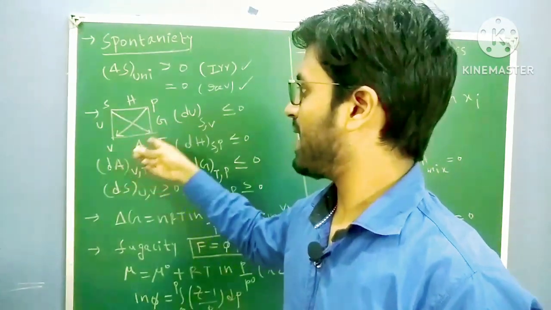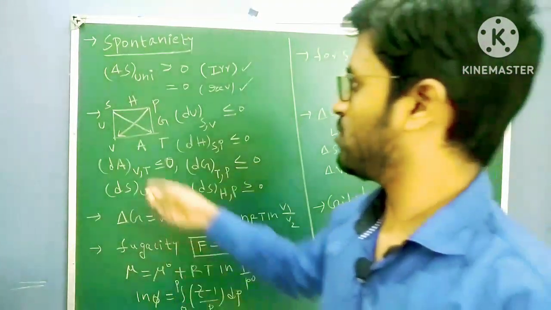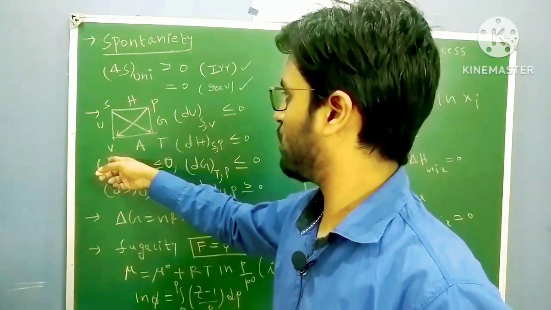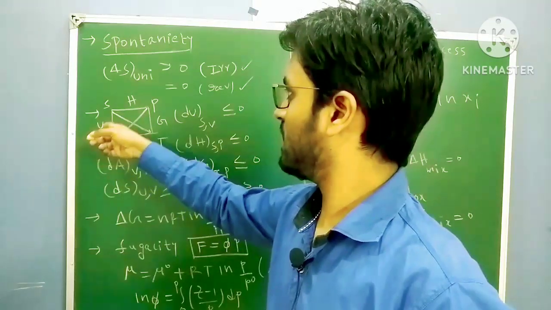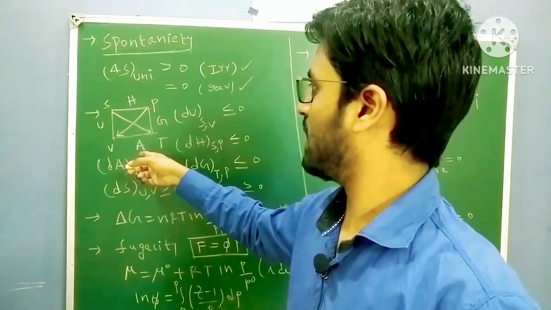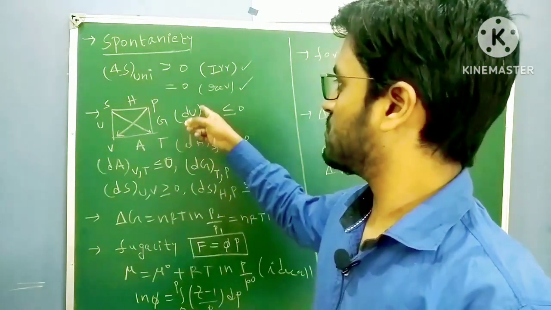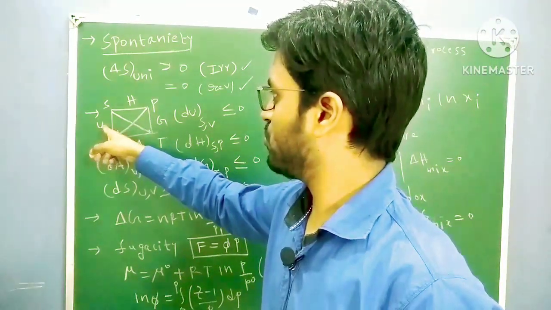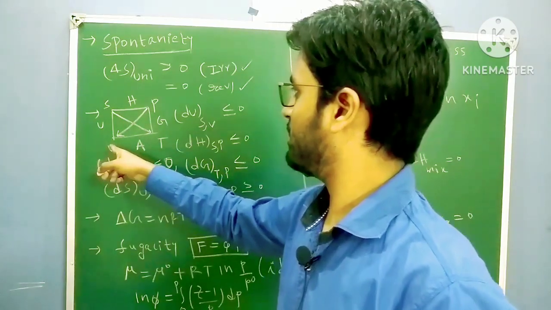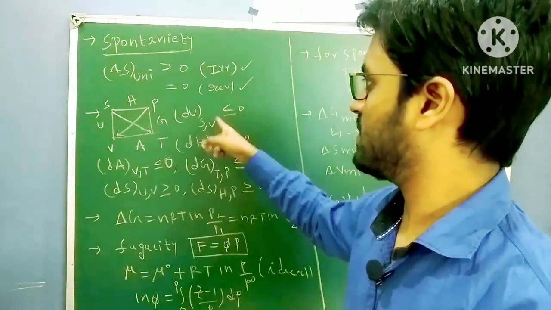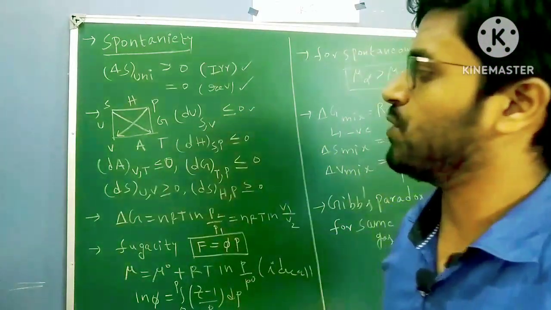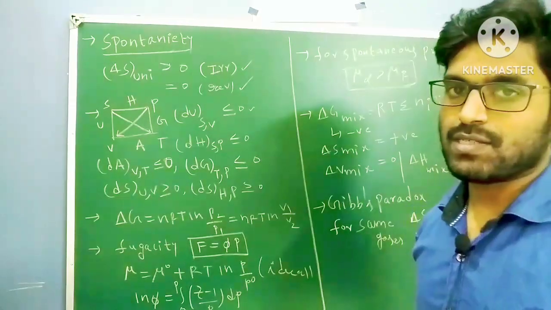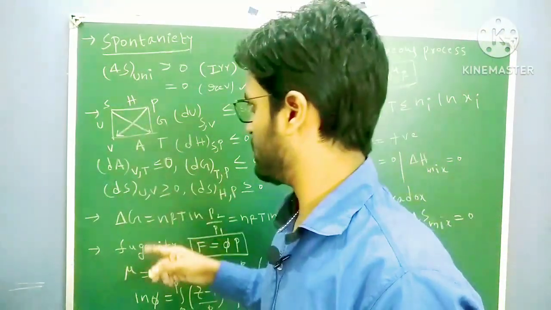And this is the Maxwell thermodynamic square. You already know entropy, pressure, temperature, volume at the corners, and here internal energy, enthalpy, Gibbs free energy, Helmholtz free energy. So if you take the change of internal energy, dU at S comma V, U is in between S comma V. So dU at S comma V is less than or equal to 0. This is the first criterion of spontaneity, and this criterion is very, very important. You have to remember these equations, right?